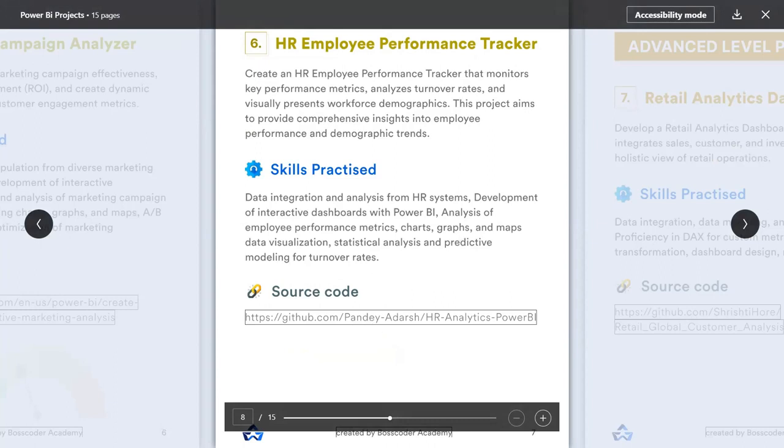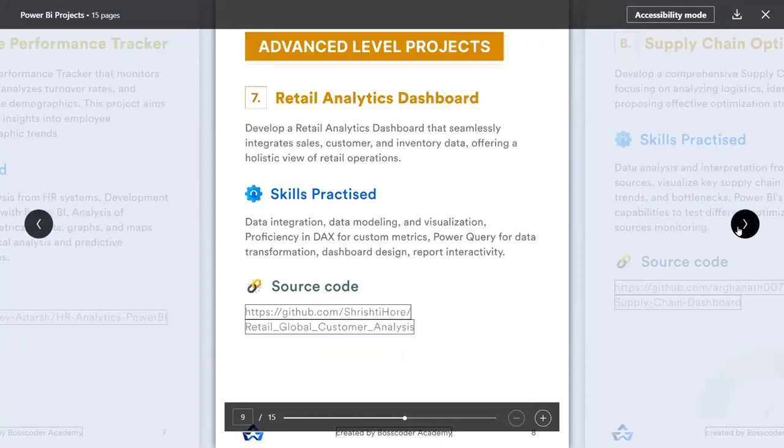This is from someone else, I think from the team at Boss Coder Academy. Another is the advanced level project, related to retail analysis. They have mentioned it as advanced because retail consists of multiple different products, not only one domain. Inventory is also there, customer is also there. How are you going to combine all those data? Your first task would be to combine all that data, which is coming from different sources.